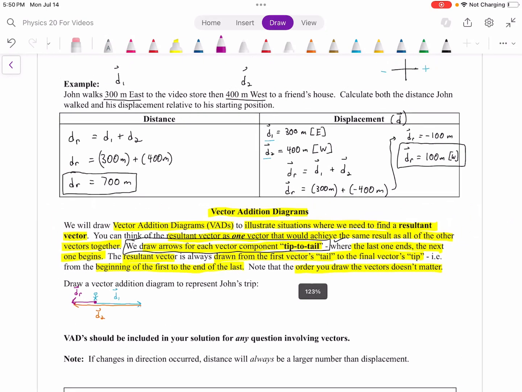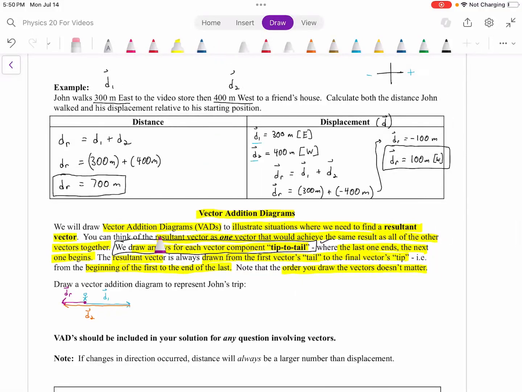And we can see that, yeah, this seems reasonable, right? He ends up west of where he started. Well, we were expecting that, right? About 100 meters west. Yeah, I mean, if this is 300, that looks reasonable for 100, right?